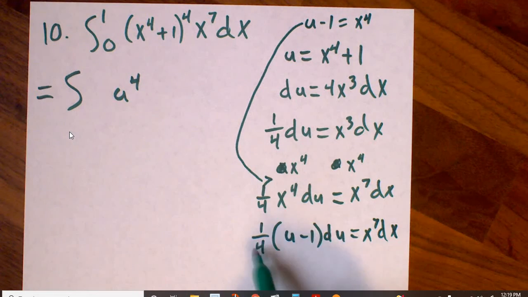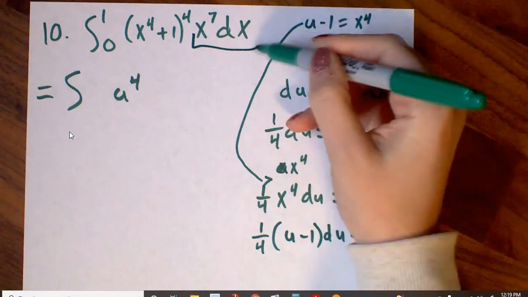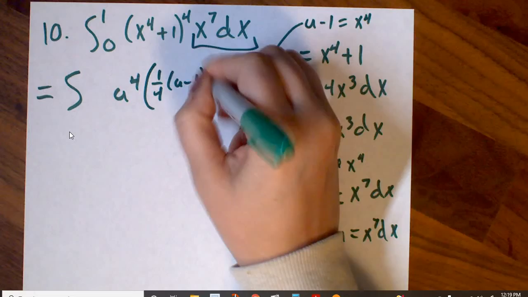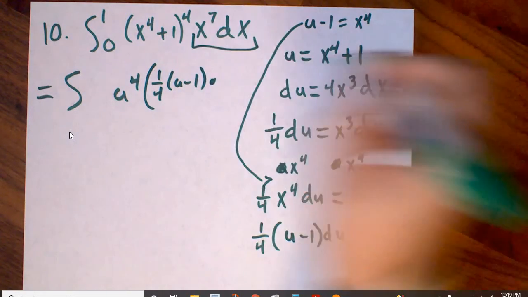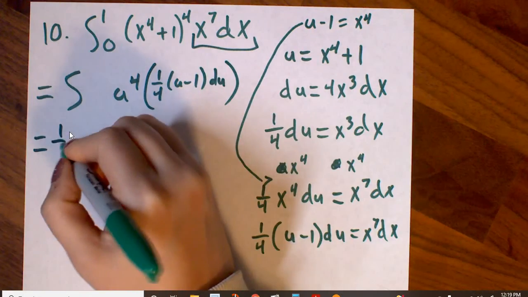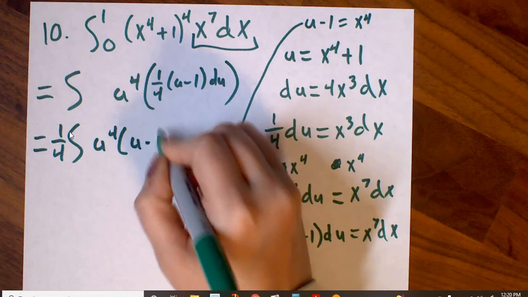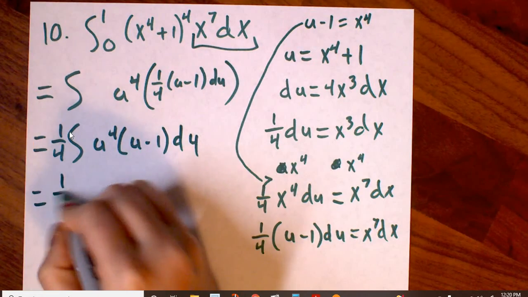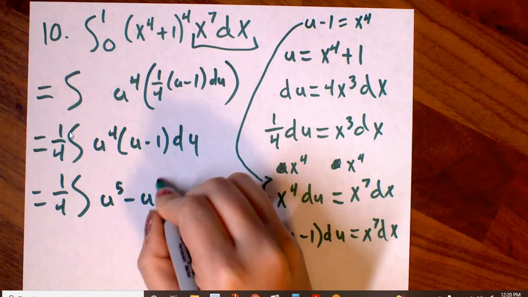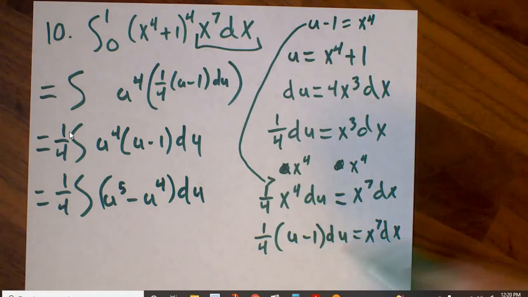So now we know that 1/4 (u minus 1) du equals my x^7 dx. That takes care of all of that. So I have 1/4 times (u minus 1) du. Again, like with any of our others, 1/4 is a constant. So then we're just left with 1/4 times u(u minus 1) du. I distribute and I get u^5 minus u^4 du.